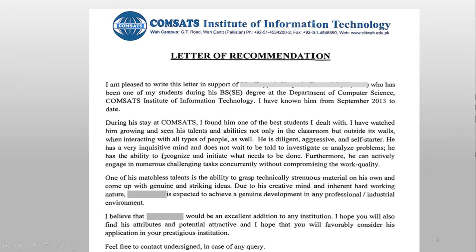So this is the second paragraph, which he actually divided into two, and the third one: I believe that this would be an excellent addition to any institution. I hope you will also find this attribute and potential attractive, and hope that you will favorably consider his application to your prestigious institute or for the scholarship. And he should write, I strongly recommend your name for the Global Korea Scholarship Program for undergraduate degrees, maybe he can write in Korea. It would be better if he can generalize it, and then he can write, feel free to contact the undersigned, and then kind regards, and his name and other details.